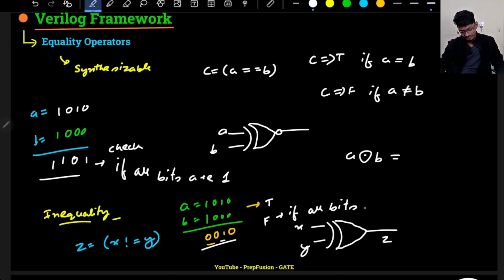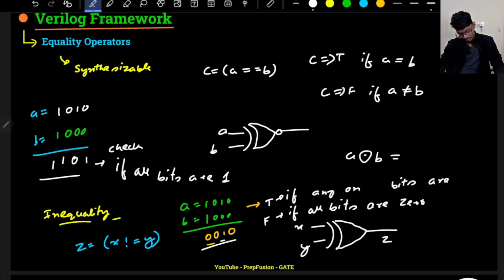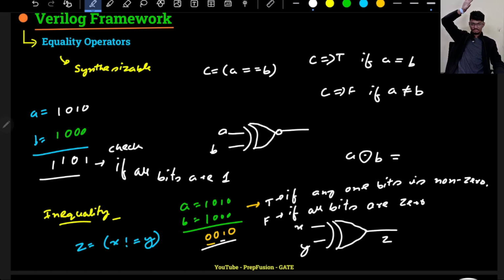So the result is true if any one of the bits is non-zero, and false if all bits are 0. Okay, so that is the thing that I wanted to explain.